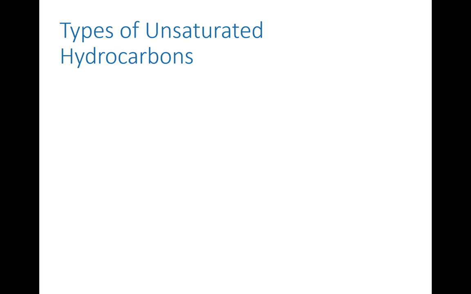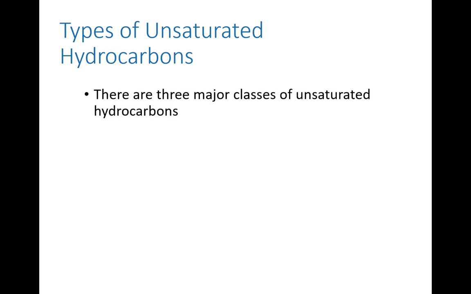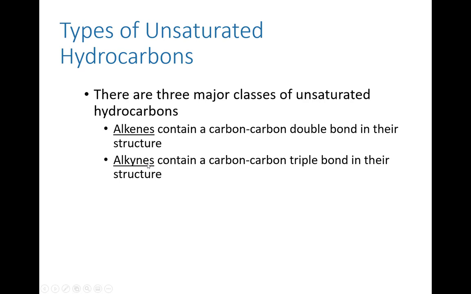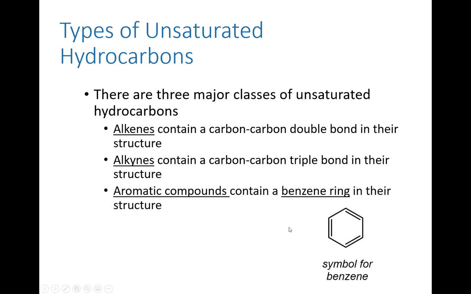We divide the unsaturated hydrocarbons into three different functional groups. So the first functional group are the alkenes, and the alkenes contain the carbon-carbon double bond. An alkyne contains a carbon-carbon triple bond. And then aromatic compounds, which contain a benzene ring in their structure, and this is the symbol for benzene. This should all be a review from the last chapter.